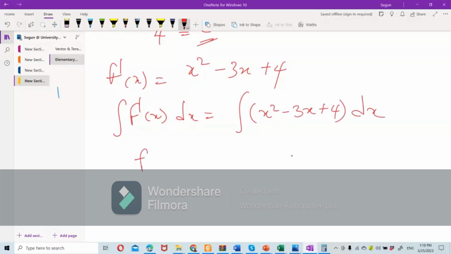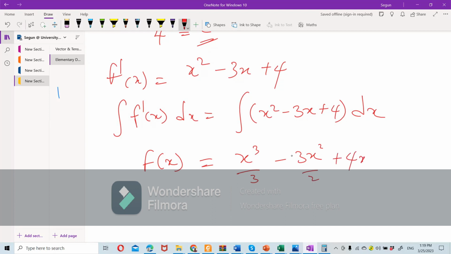What will the answer be here? When you integrate f prime of x, what do you have? You have f of x. Remember, equals x cubed over 3 minus 3x squared over 2 plus 4x plus, let's call this one d, because we used c up now.